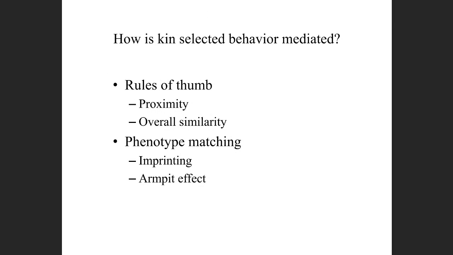Okay, so there are many examples, and we're going to go through some of how kin-selected behavior is recognized and mediated. How do they know who's kin? One could be a really simple rule, like whoever's near me is probably related to me because this is a family group. But it could also be some more sophisticated kind of phenotype matching. And so one of the questions is, if phenotype matching is going on, is it due to imprinting?